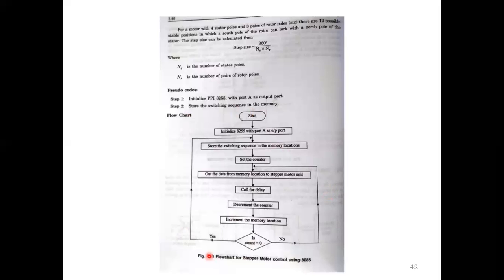This is the flowchart for executing the stepper motor control. Start. First initialize the 8255 with port A as output port. Then store the switching sequence in the memory location. Then set the counter. Then output the data from the memory location to the stepper motor coil. Then call the delay, decrement the counter, and increment the memory location. If the counter value is 0, it goes back to the initialization, then starts the switching sequence again. If not, it goes to set the count. This is the concept.